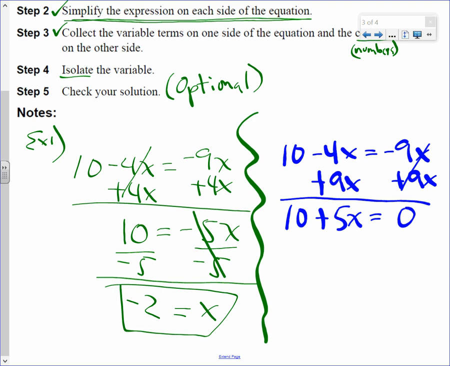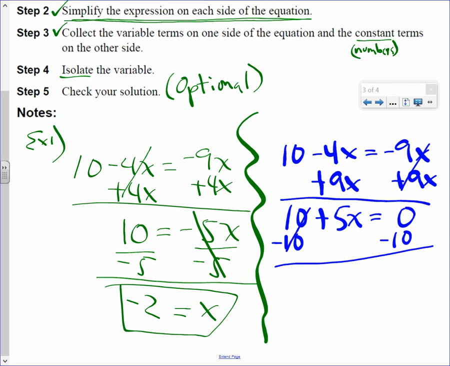We're still not done with step 3 because we got to get the number terms on one of the sides. Let's get the 10 on this side. How would you get the 10 on the right side, rather? It's on the left. How do we get it over here? Right, let's subtract 10 from both sides. Look what happens. I have a 5x equaling, if you take 10 away from 0, what do you have? Negative 10. 0 minus 10 is negative 10.